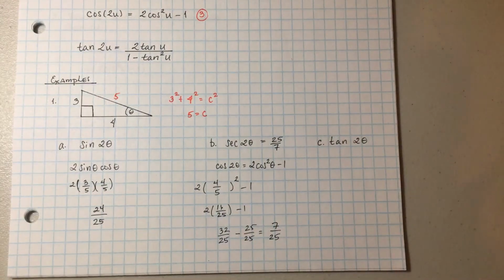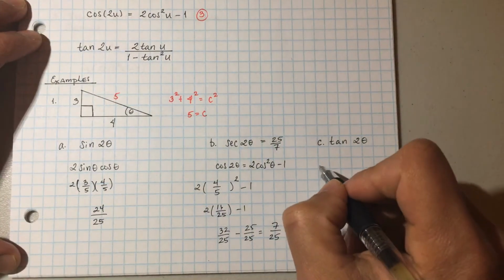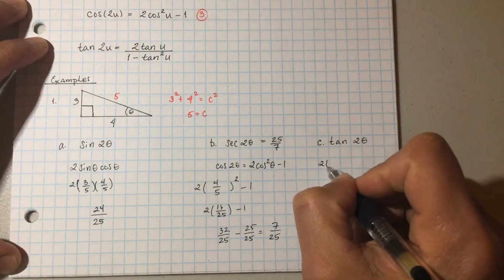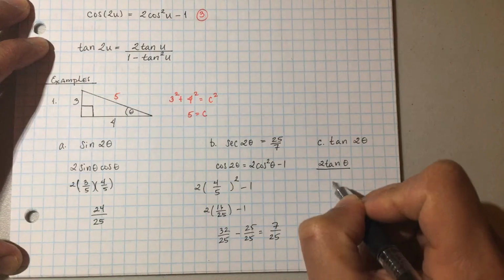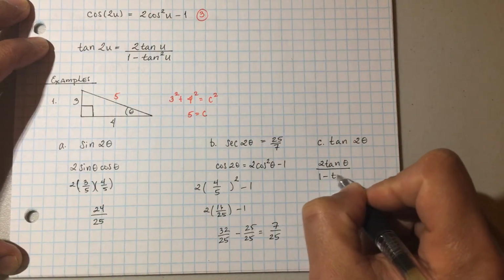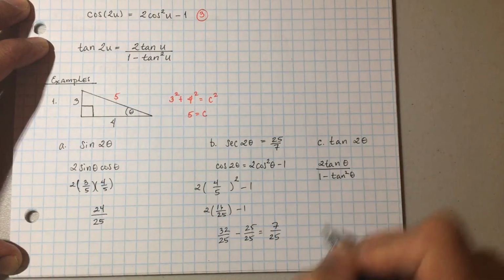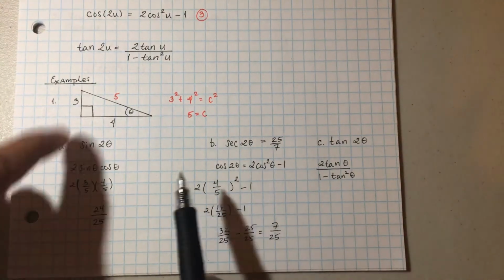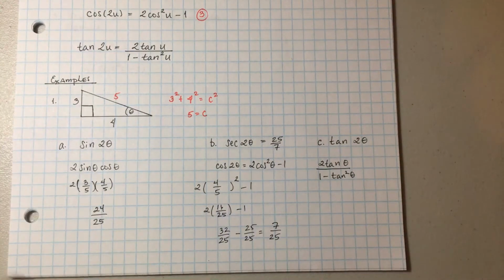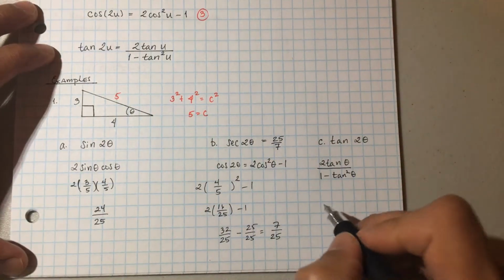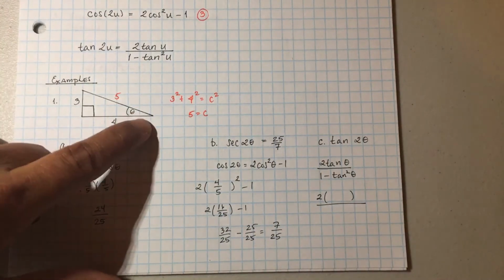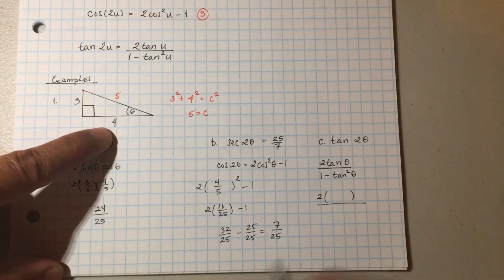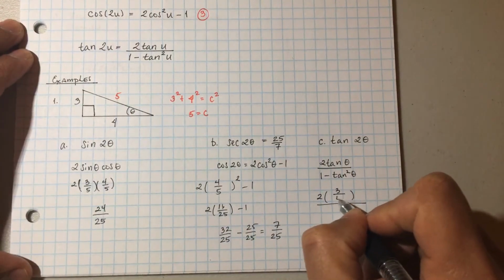What about tangent of 2 theta? Now, you're just going to have to memorize it. Remember, it becomes 2 times tangent of theta over 1 minus tangent squared of theta. Okay, well, what's tangent? We got a triangle. Tangent is opposite over adjacent. So let's do that here. Opposite. What's the opposite? Opposite is 3. Adjacent is 4. So it's 3 over 4.